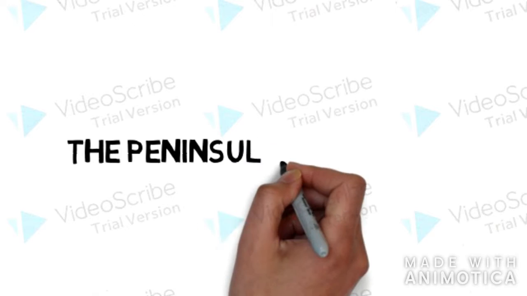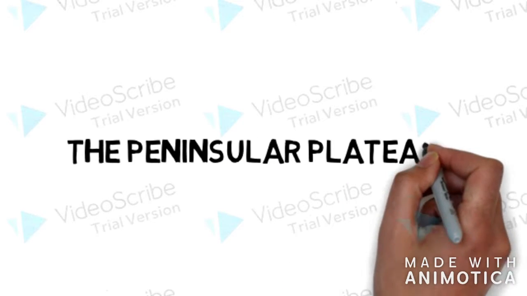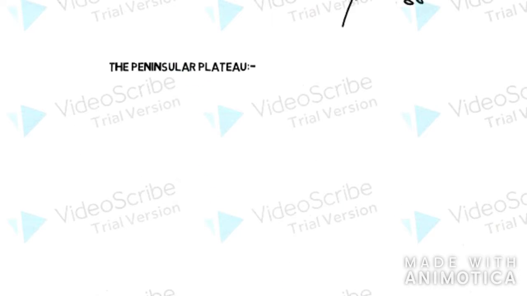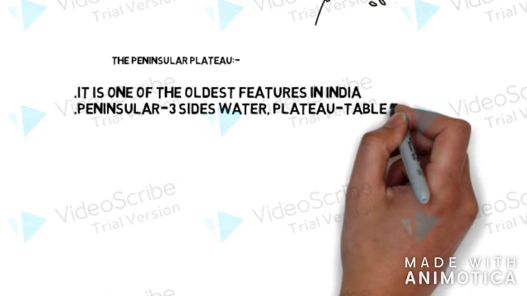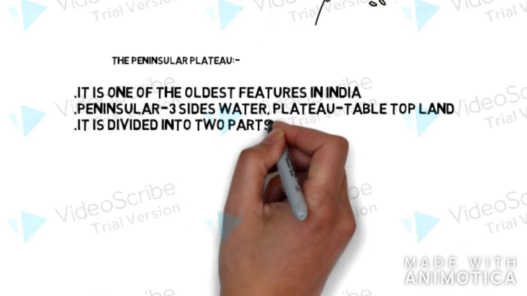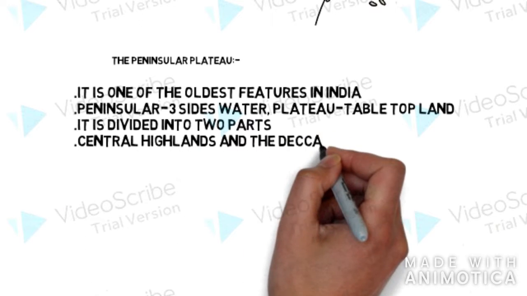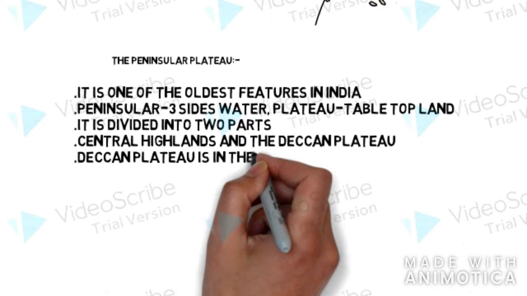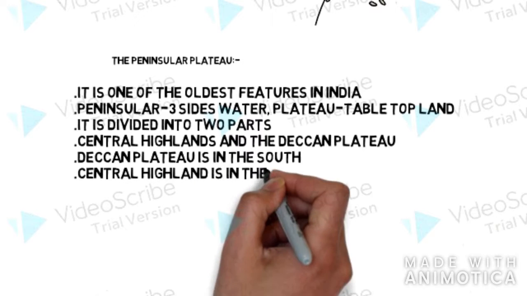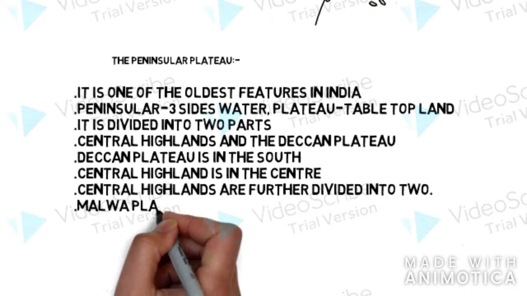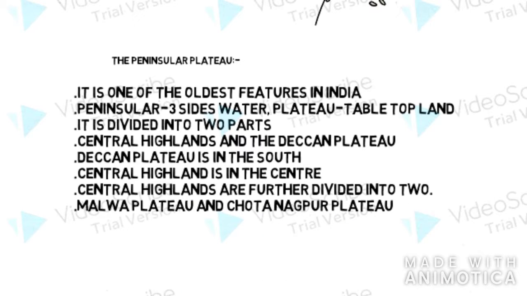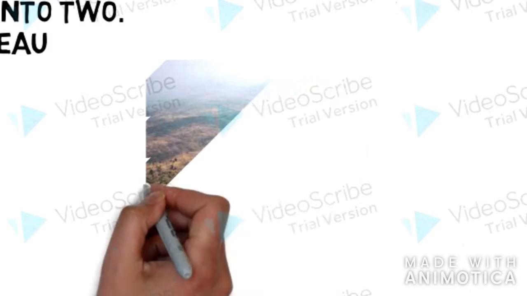Now let's move on to the other one, Peninsular Plateau. We have heard this, right? So let's look more into this. It is one of the oldest features in India. Peninsula means 3 sides water, plateau means tabletop land, divided into 2 parts, Central Highlands and Deccan Plateau. Deccan Plateau is in the south, Central is in the center. Central Highlands are divided into 2, Malwa Plateau and Chota Nagpur Plateau. Chota Nagpur Plateau is comparatively smaller than Malwa Plateau. So this is about it.